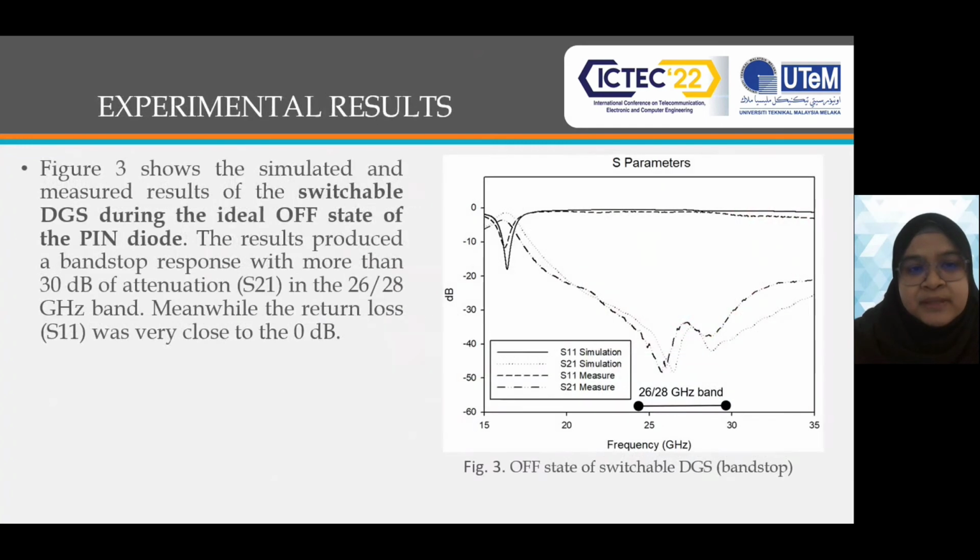Next is the experimental result. Figure 3 shows the simulated and measured result of the switchable DGS during the ideal off state of the pin diode. The result produced a bandstop response with more than 30 dB of attenuation S21 in the 26-28 GHz band. Meanwhile, the return loss S11 was very close to 0 dB.